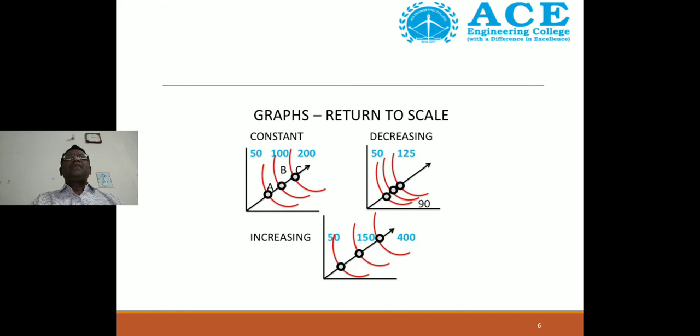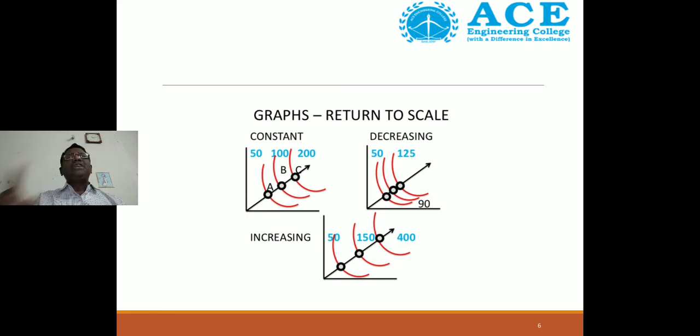Then the graph's returns to scale we divided into the 3 types. What are they? Constant, decreasing and increasing. Just now we discussed the 3 types of returns to scale. So those definitions and examples we are showing in the form of a graphical representation. So that means, try to understand the constant returns to scale.